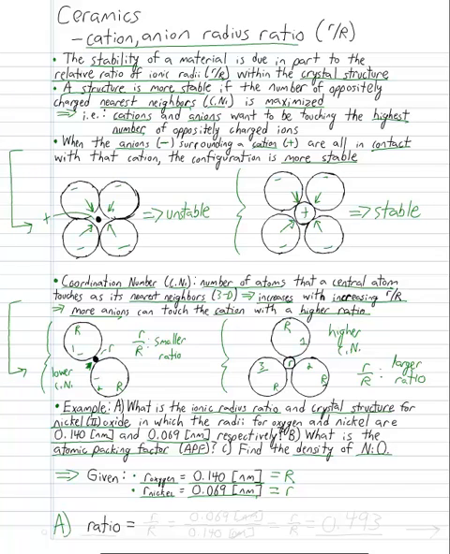For part A then, to find the ratio, we need to do little r to big R. We can go ahead and plug in our values. 0.069 nanometers divided by 0.140 nanometers. Our units cancel out, leaving us with a unitless ratio of little r to big R being equal to 0.493. We can now continue on to the next page.